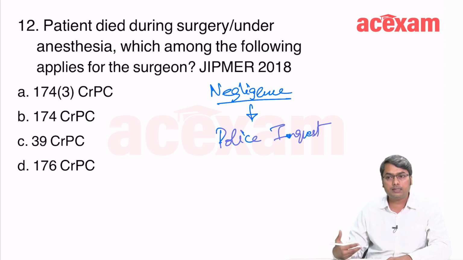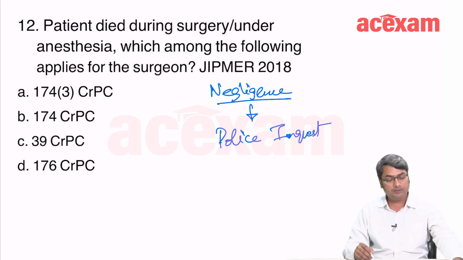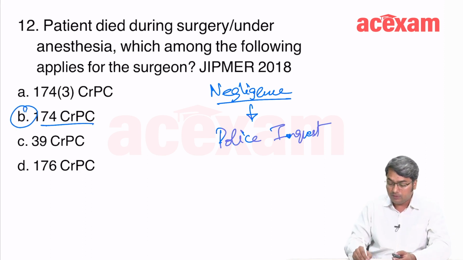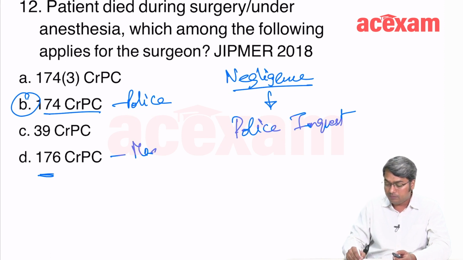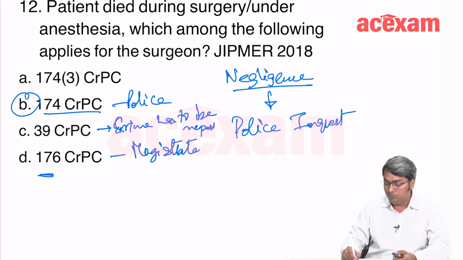Okay. So, as a result of that, here the answer will be 174 CRPC, where a police inquest needs to be done. 176 IPC is for magistrate inquest. And 39 CRPC is that any crime has to be reported to police.